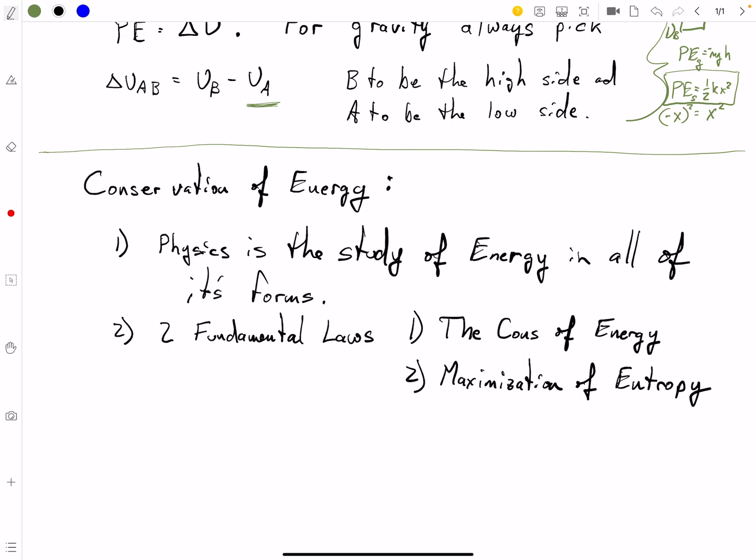But this maximization of entropy leads us to time. I don't know if I gave you guys my talk on time yet, but time is just a measurement of entropy. So this is where time comes from, and it's always positive because entropy is always increasing. So time is the measurement of increasing entropy.